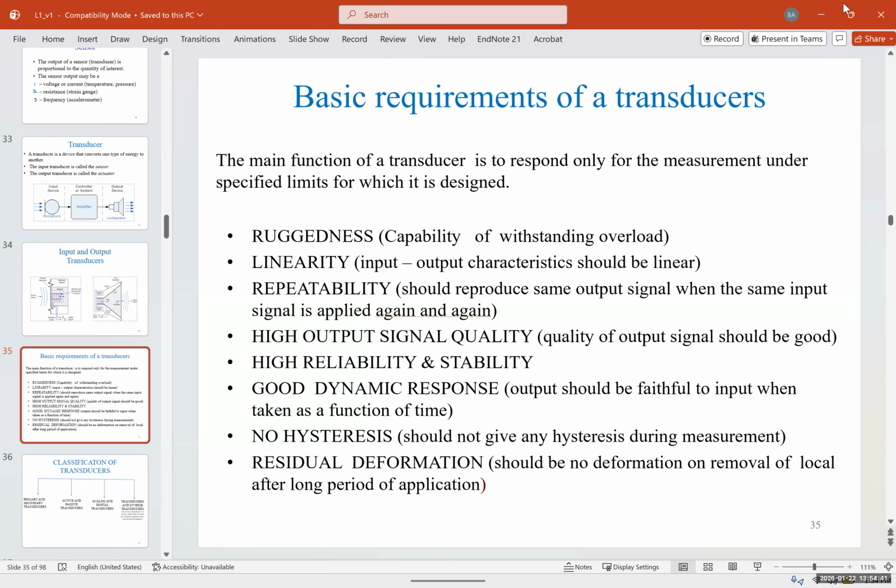And then we have the residual deformation. There should be no deformation after long periods of application. It's the same again with the deformation of the sensors. If we have a strain gauge, let me give you an example. When you stretch that strain gauge and then release the stress, it should go back to its original place. If it stays there, you have deformation, and the strain gauge doesn't work anymore. Okay.